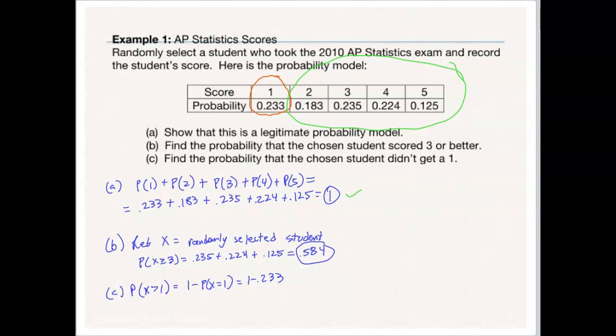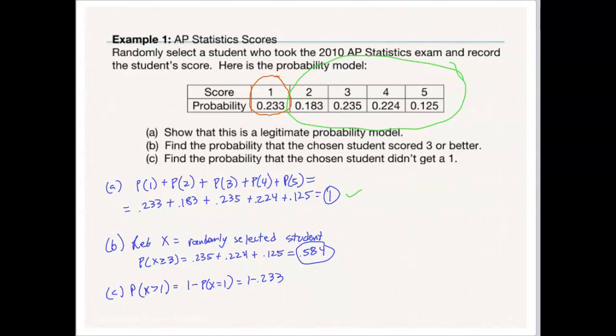In this case, either way is probably equally straightforward. But if you get used to the idea of using that complement rule, when we get down the road a little bit, there will be much more difficult problems where we have, say, 100 different outcomes. And it's much easier to use the complement rule than add up like 99 probabilities, if that makes sense.